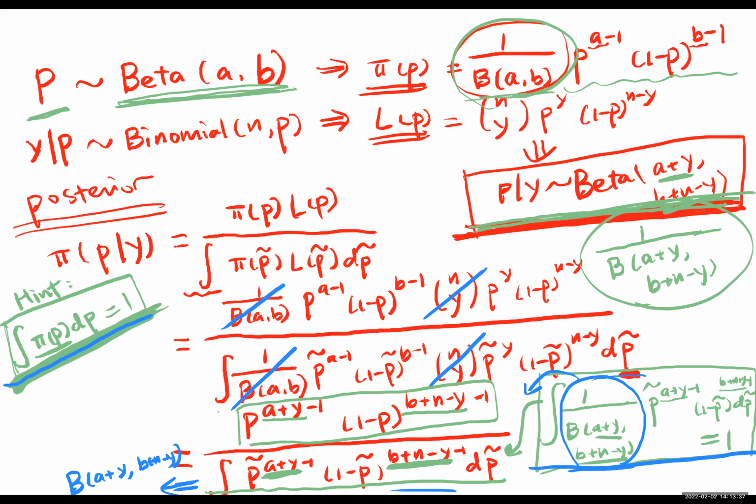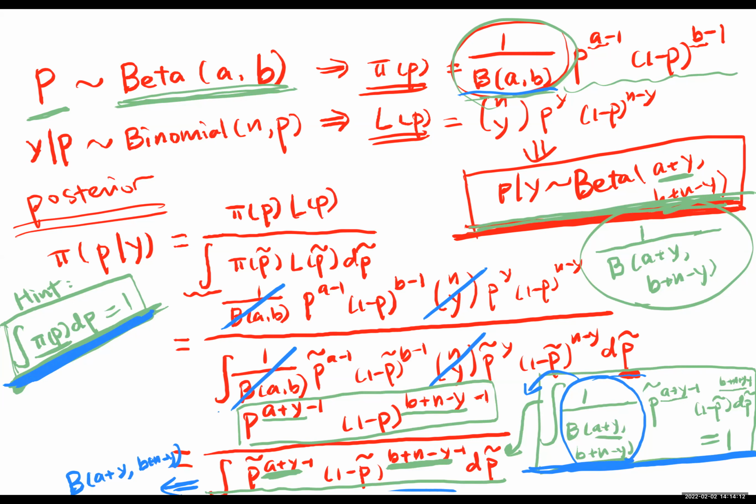Okay? So if we want to use the hint in this concept, it means that if we're integrating P tilde to the A plus Y minus 1, 1 minus P tilde to the power of B plus M minus Y minus 1, and we add the beta constant for this particular beta distribution, it's going to integrate to 1. So with this constant, because of the well-definedness of the beta density function, it's going to integrate to 1.